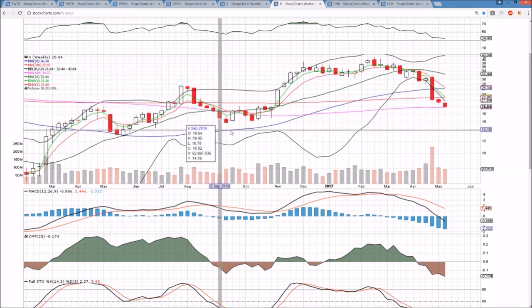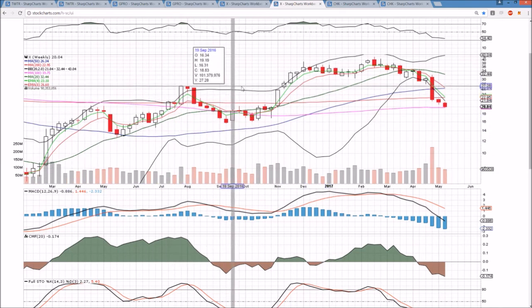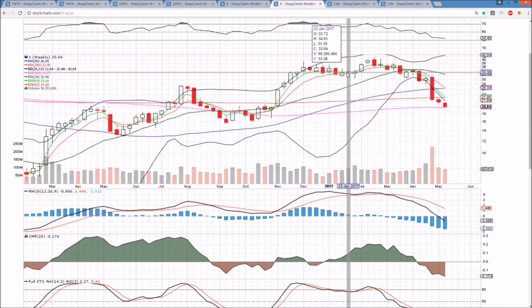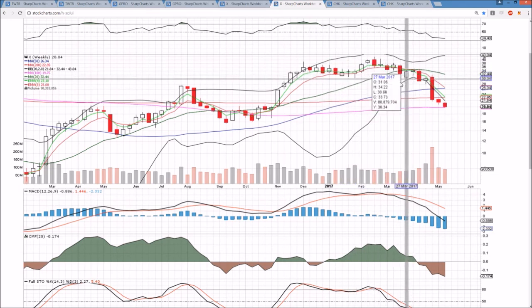We were in a very long-term uptrend for the past couple months, or past couple years, I should say, and we broke the higher low pattern. As soon as 30.59 broke, that shifts momentum.